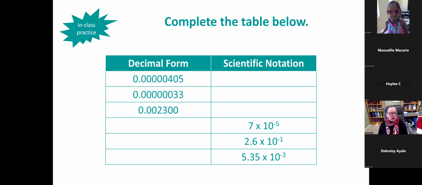You guys are doing a good job of not losing all of the digits just because we've switched into scientific notation or back again. All right, so we got that first one done. If anybody's got the second or third or fourth one done. Okay, good. 2.3 times 10 to the minus 3. It's our third one.